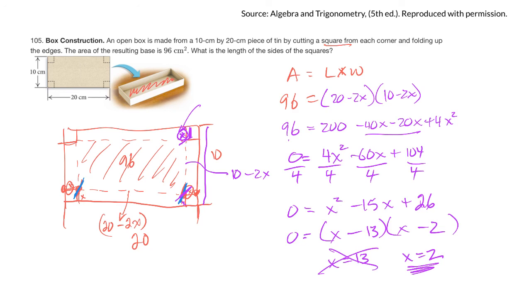So they just say what the length of the sides of the square is. That's okay. So the length of the sides is 2. But an interesting question would be, what are the lengths of the sides of the base? So it would be 10 minus 2x, or 10 minus 2 times 2, or 10 minus 4. So this side's got to be 6. Same thing here, 20 minus 4 is 16. So hopefully 16 times 6 gives you the 96. And I think it does.